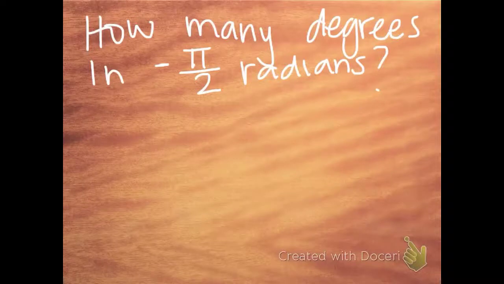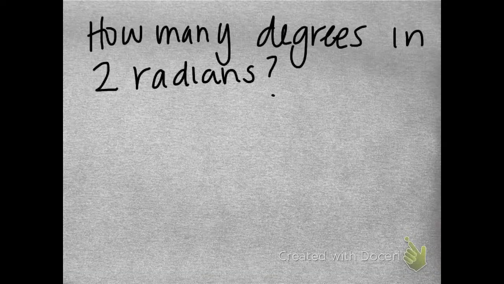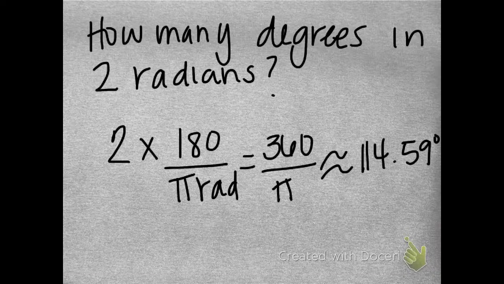How about going from radians to degrees? Let's try negative pi over 2 radians and convert it to degrees. When we multiply negative pi over 2 by 180 over pi, we get negative 90 degrees. How about 2 radians? We get 360 over pi, which is approximately 114.59 degrees.